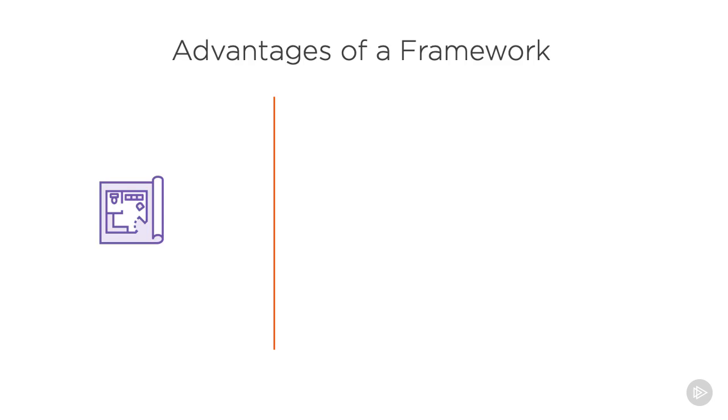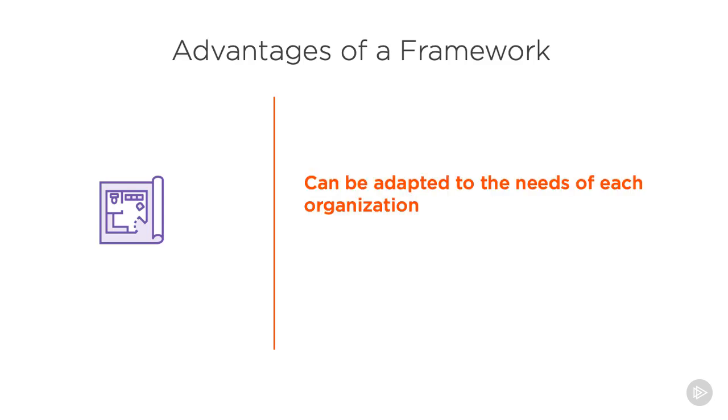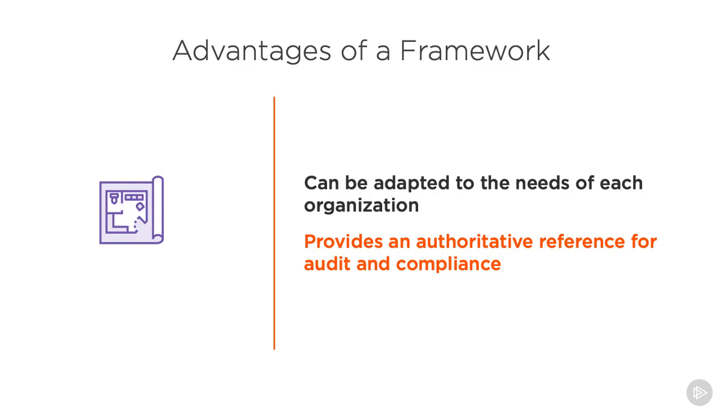So what are the advantages of using a framework? It can be adapted to meet the needs of the organization, but also it provides an authoritative reference. For example, we just saw NERC. We can be audited according to NERC. Have we met those requirements or not? So by having a framework, which is a consistent, repeatable model, we can provide authority and credibility that we are doing the right things in the right way and allow us to ensure that we have not missed something. So it's an authoritative reference for audit and compliance.